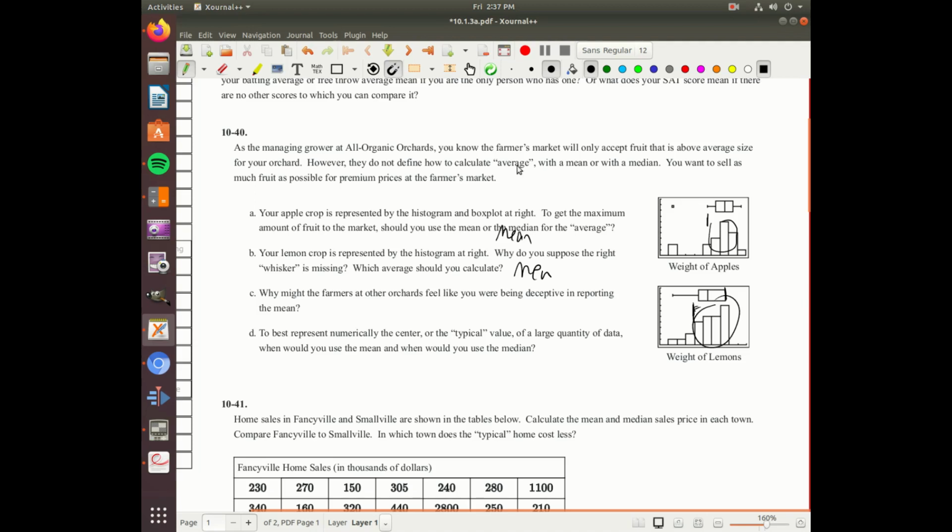If you tell me I can bring my average, I'm going to bring whichever average allows me to have more of. But I guess if these people, for whatever reason, thought the median was the average, then that would have been the way to go. Actually, that's kind of what the book is telling us.